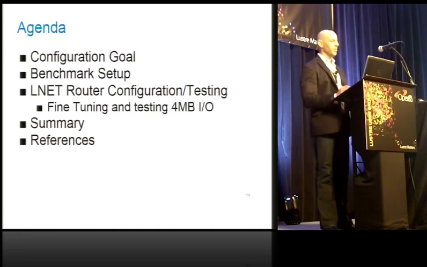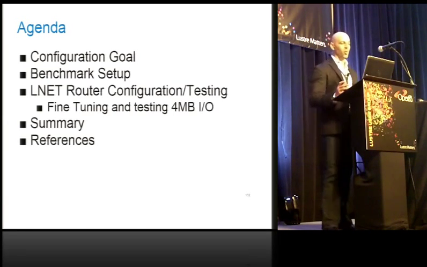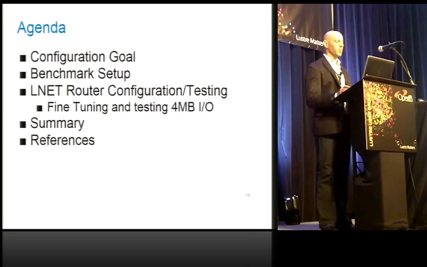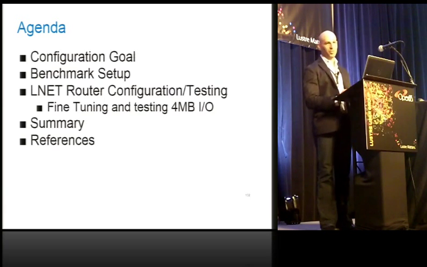So the agenda is to provide a configuration goal of what the initial setup is, provide a high-level benchmark setup, and then walk through 4 different phases of the LNET configuration that I went through to finalize the configuration. Obviously we could go through many more iterations, but we're at the point where I was happy with where we ended up in terms of performance and resiliency testing. Then I'll give you some insight on testing with 4 meg I/O RPCs compared to 1 meg I/O, and then a summary and references.